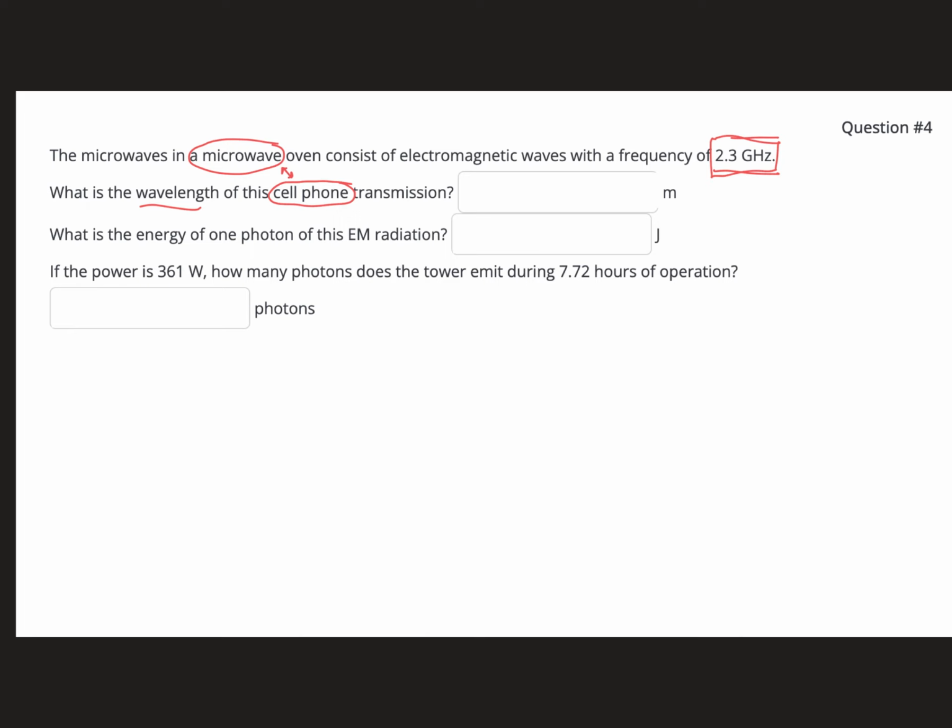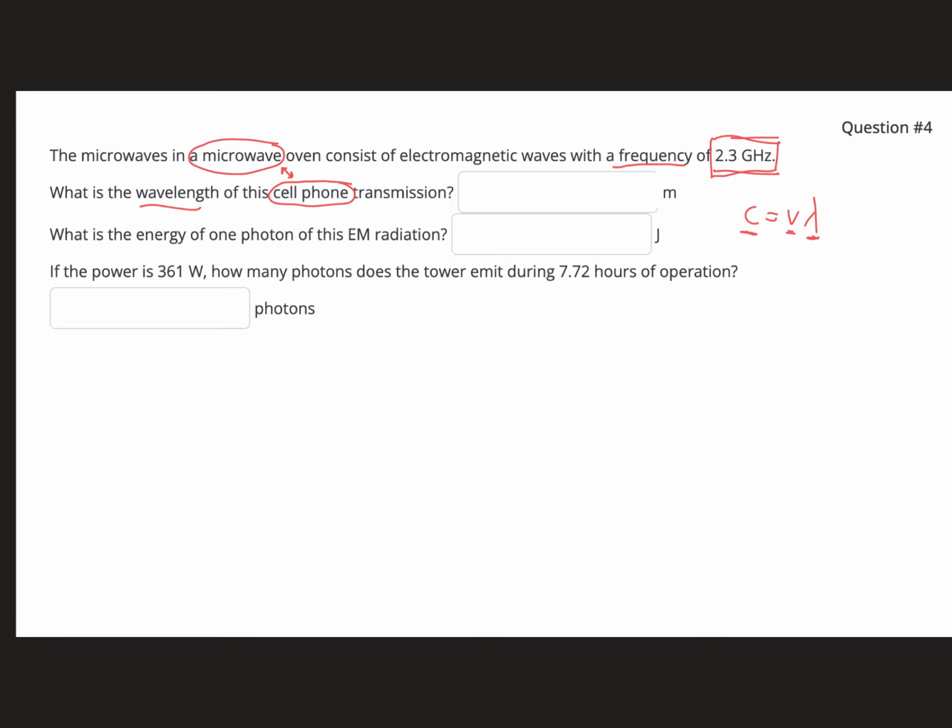So we've got a few different ways to calculate the wavelength. One of the equations I would use, because we've got frequency, is we know the speed of light equals my frequency times my wavelength. We know the speed of light, that's a constant. We're given the frequency, we can use that to find the wavelength of this electromagnetic radiation.